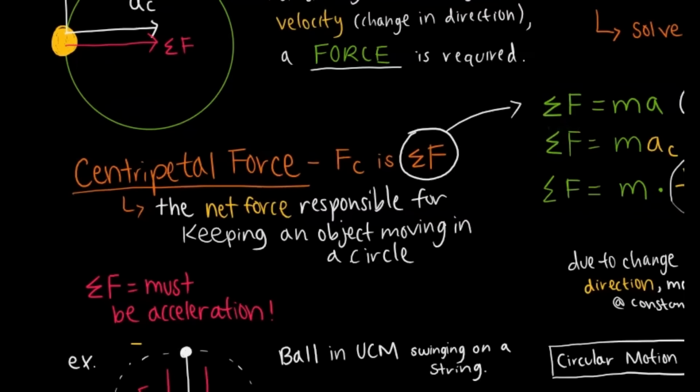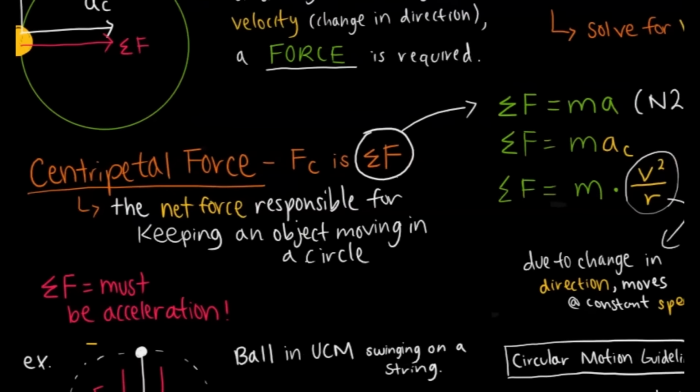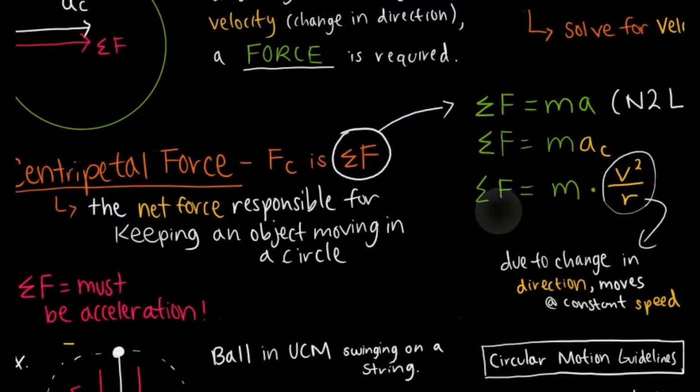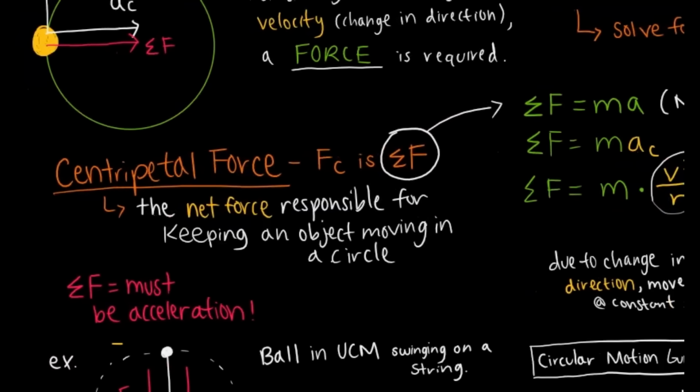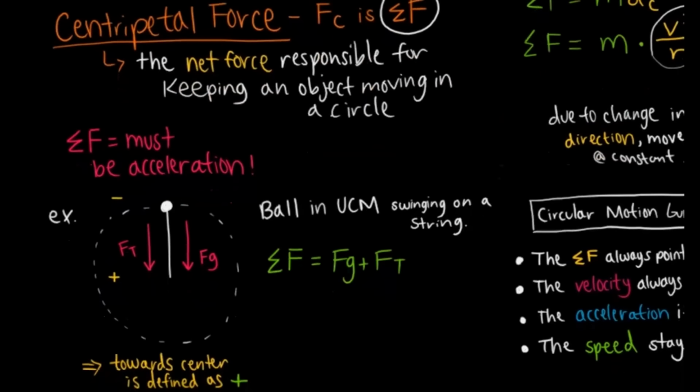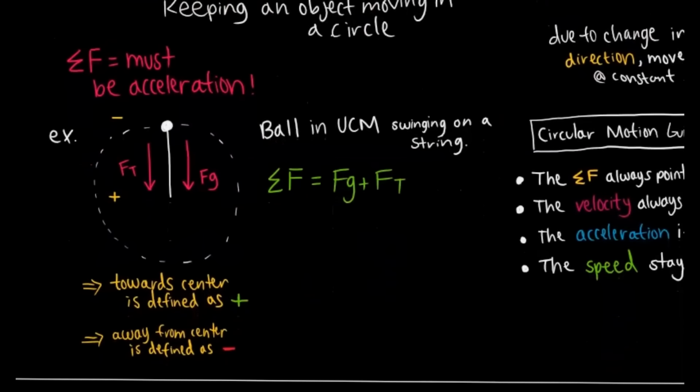So what is a centripetal force? So a centripetal force is going to be a net force, right? Because it's derived essentially from Newton's second law. A net force will cause an acceleration. So the centripetal force is the net force that is responsible for keeping an object in a circle. So whenever you have net force, there must be an acceleration, right?